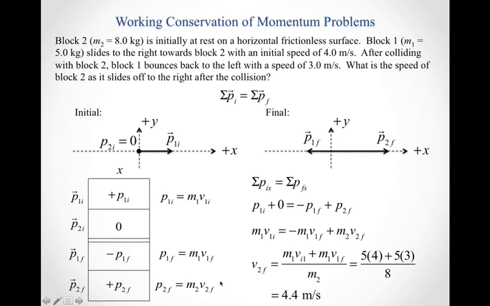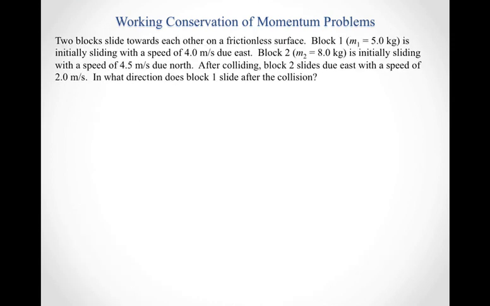So here's a one-dimensional example. Let's look at a second example where we deal with things sliding in both x and y. Here I've got two blocks that are sliding towards each other on a frictionless surface. Block 1 is initially sliding with a speed of 4 meters per second due east. Block 2 is initially sliding with a speed of 4.5 meters per second due north. After colliding, block 2 slides due east with a speed of 2 meters per second. In what direction does block 1 slide after the collision?